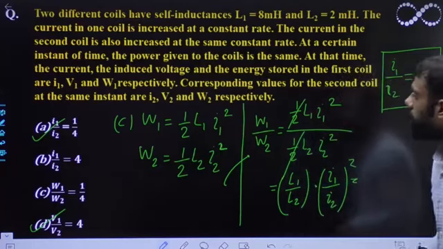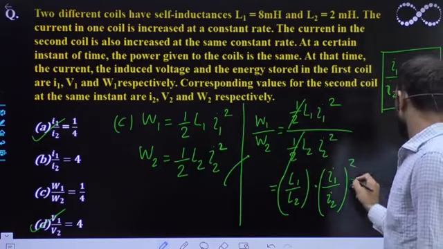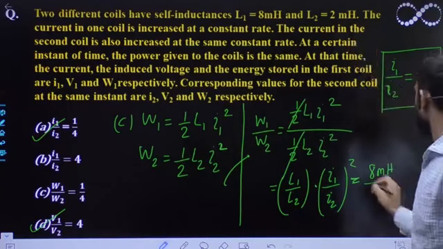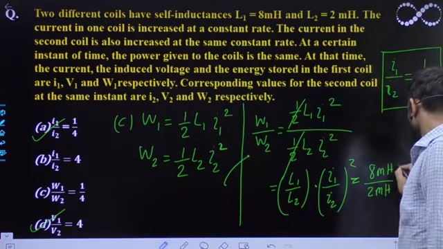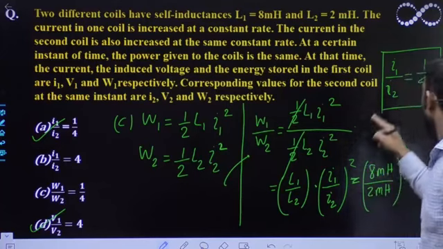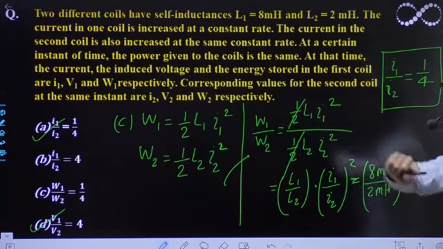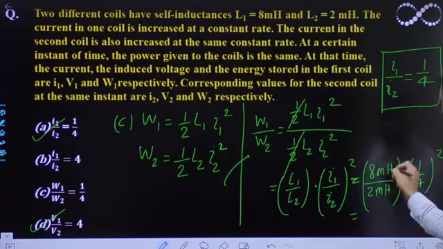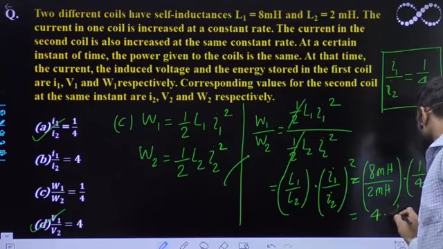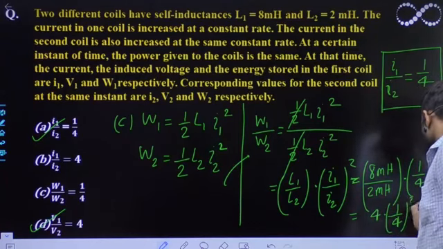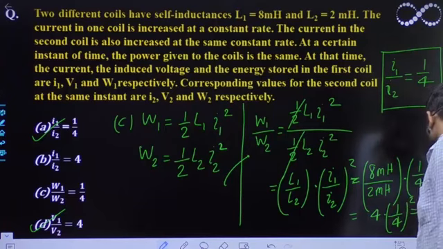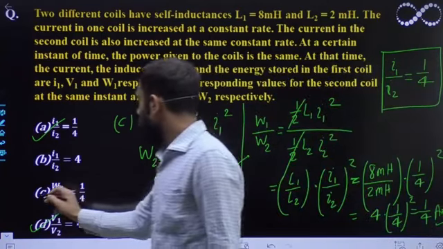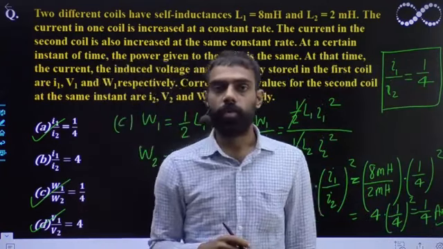So L1 upon L2 is how much? L1 is 8 mH upon L2, which is 2 mH, into I1 upon I2, which is 1 upon 4 from the previous slide, squared. So this becomes 4 into 1 upon 4 square. So we will get 1 upon 4. So let us see which option is coming. W1 upon W2 is also 1 upon 4. So option C is also correct. Okay students, I hope you understood this question.